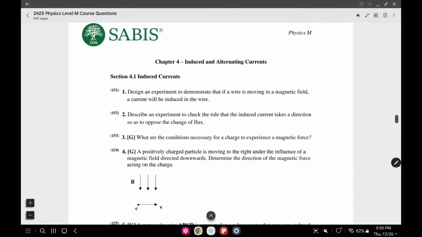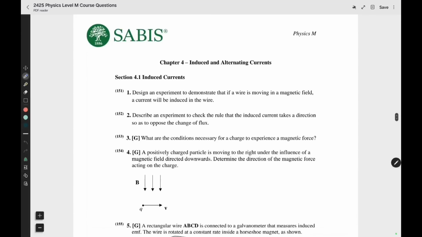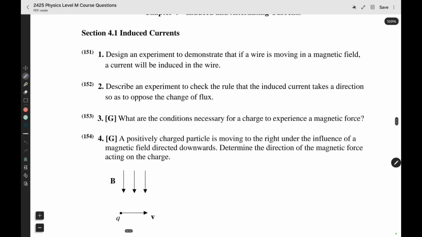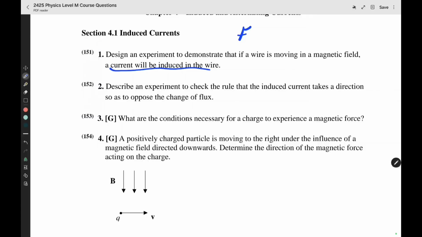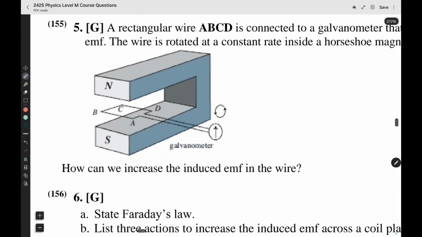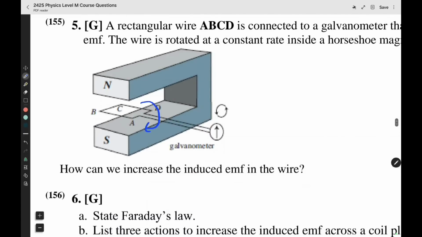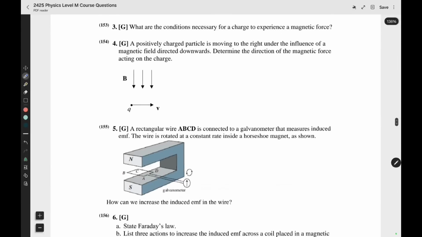Yeah, let's start. Okay, so the first thing is: design an experiment to demonstrate that if a wire is moving, a current will be induced. Remember, all of chapter 4 is about the idea that F, B, I. So when you have a force in a magnetic field, it will induce a current. So you have, for example, a magnet like here, and you have a wire and you start rotating it, spinning it around. Okay, that's a force inside the magnetic field, so there will be an induced current. That's the whole idea of this chapter.